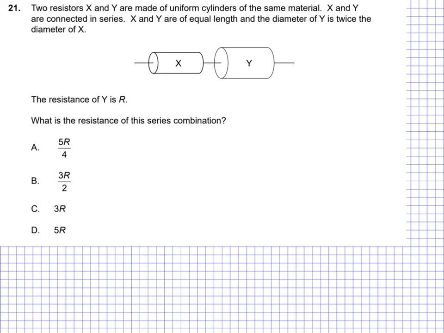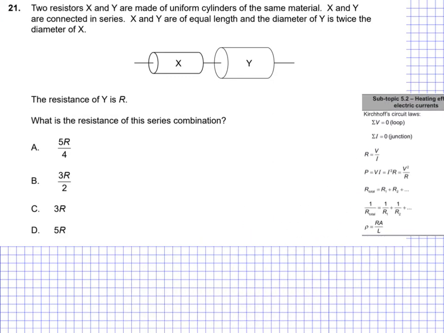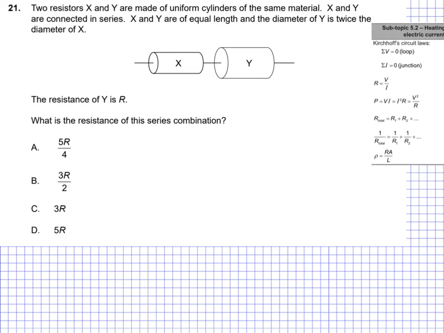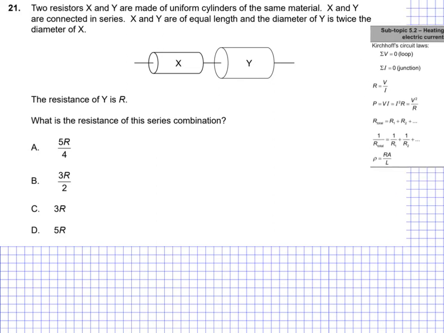Okay, so for question 21, once again we're going to need our data sheet information here, so I'm just going to put it just to the side. We have two resistors in series, X and Y. They're made of uniform cylinders, same material, connected in series. They have equal length. The only difference is that Y has twice the diameter of X.